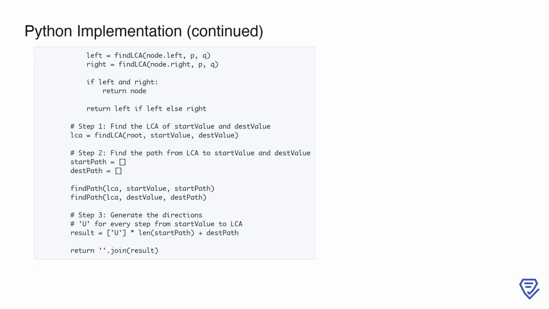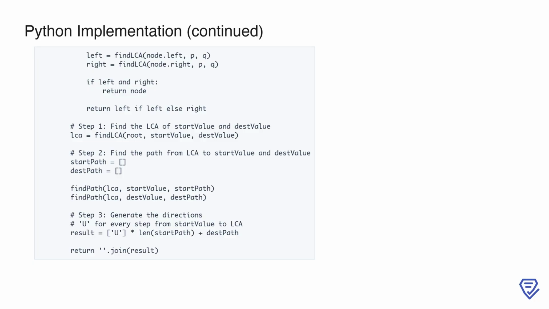Once we have the LCA, the first step in our main function is to compute it by calling findLCA with the root, start value, and dest value. The next step is to determine the paths from the LCA to each of the target nodes. We initialize empty lists for start path and dest path, then use the findPath function to populate these lists with the steps required to reach start value and dest value from the LCA.